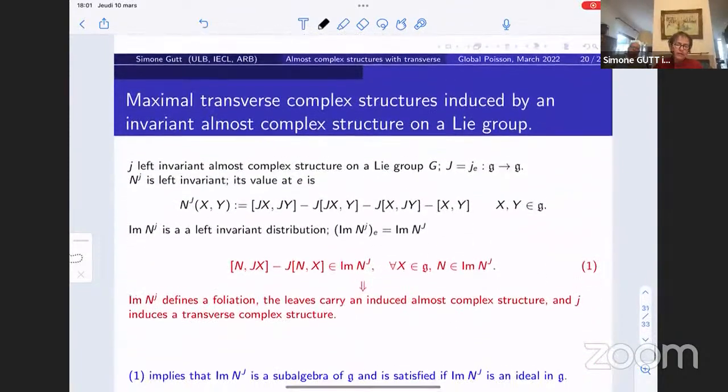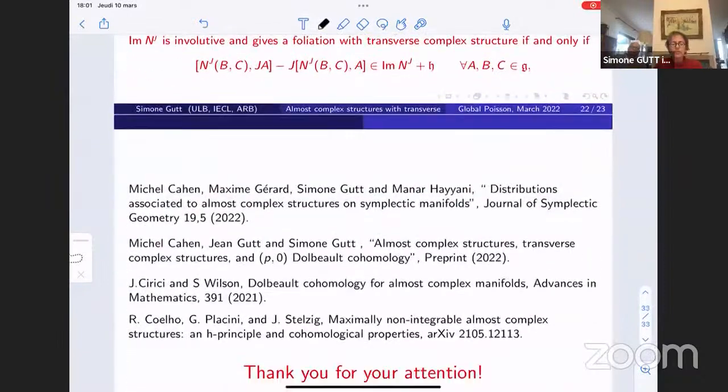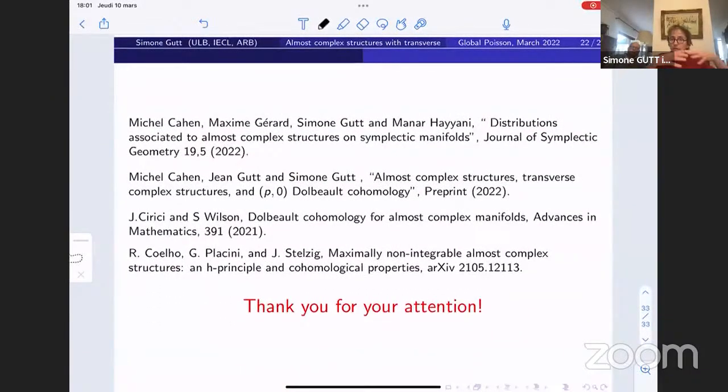This notion goes very well in the homogeneous case. Of course, in the homogeneous case, everything is fine because all your distributions have constant rank. So the limit is not an infinite limit. It's always a finite limit. It's always well-defined. And if, for instance, on a group, the corresponding groups are closed, you really have an orbit structure, but in any way you can define those Dolbeault cohomology. And here are a few references, and thank you for your attention.